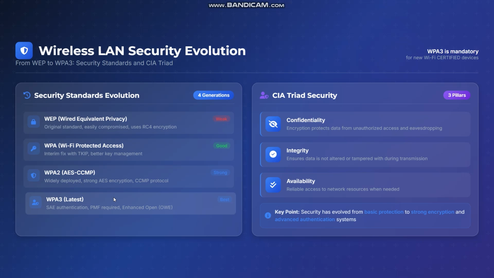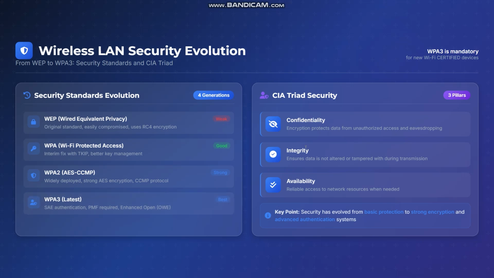There are also several key security concepts we should understand while learning wireless LAN security. The first one is authentication. Authentication means checking who is allowed to access the network. The second one is encryption. Encryption means protecting the data so that others can't read it. The last one is integrity. Integrity means ensuring that the data is not altered during transmission.